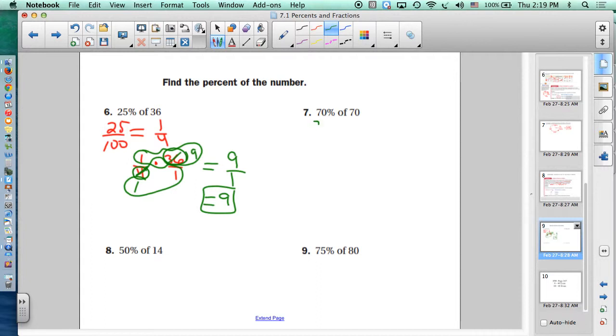70%, again, means 70 over 100, which we can reduce to 7 out of 10, or 7 over 10. Of means multiply, 70, so if I put that over 1, again, I can reduce the 10 with the 70. 10 goes into itself once, 10 goes into 70 7 times. And I'm left then with 7 times 7, which is 49, over 1 times 1, which is 1. So our answer is 49.